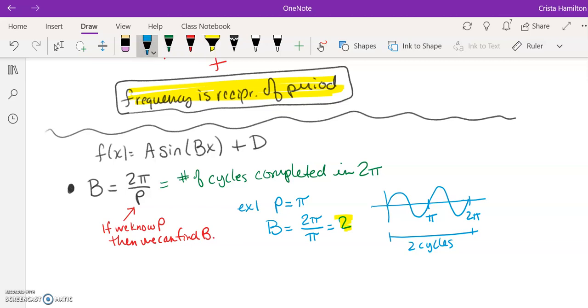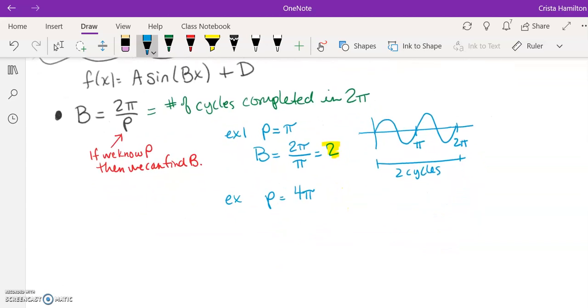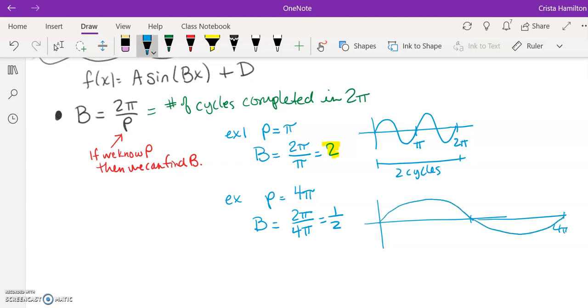Let's do another example. Suppose I have a period of, let's make it a little bit bigger, let's make the period 4 pi for the transformed graph. In that case, b would be 2 pi divided by 4 pi, which is equal to 1/2. So again, if we're sketching this and we have to go all the way out to 4 pi for one cycle, then my sine graph is going to look more like this. And then when we look in 2 pi, which is back here, how many cycles do we see in 2 pi? We see a half of a cycle.